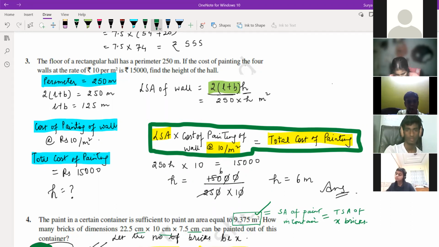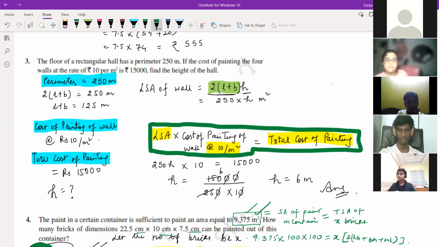The brick is cuboid in shape. So first you convert this into centimeter square. What will you get? 9.375 into 100 into 100. Can we write it like this to make it centimeter? Yes. And then the TSA you can write as X into the TSA of the brick, so 2 into LB plus BH plus HL. Now put the values and get the answer.